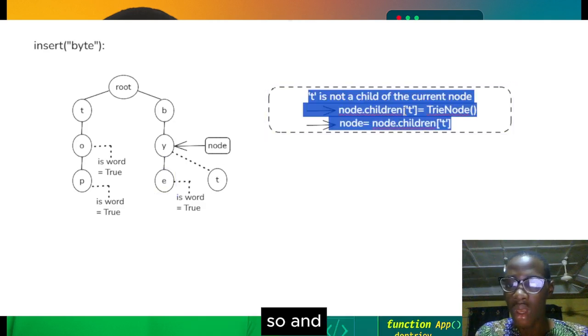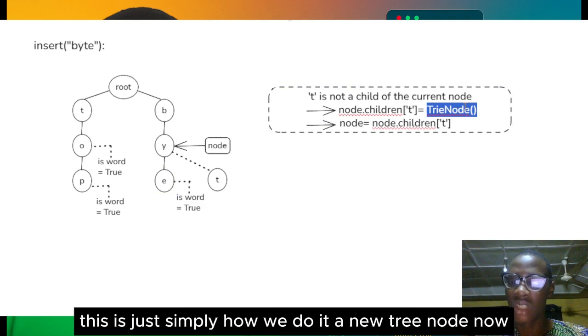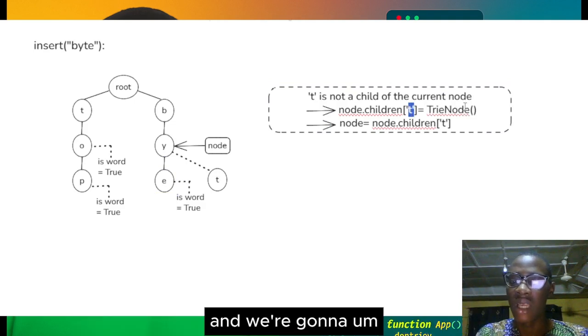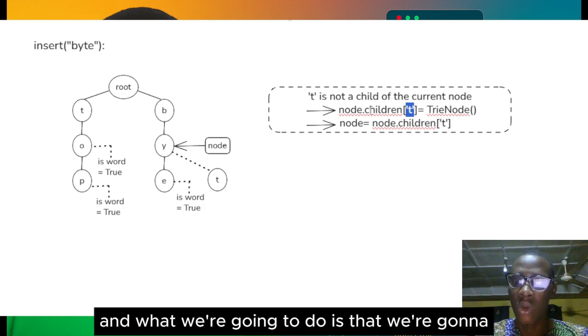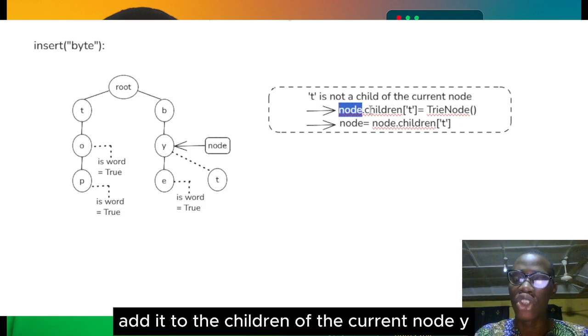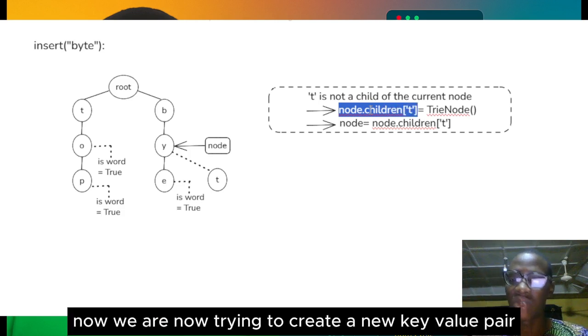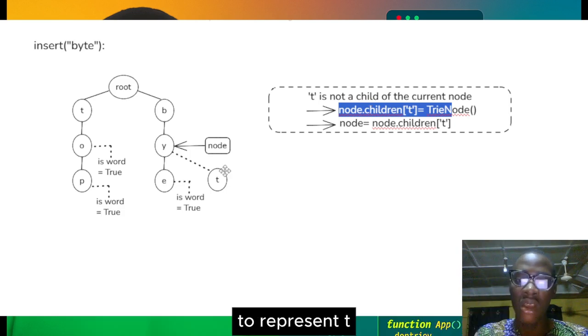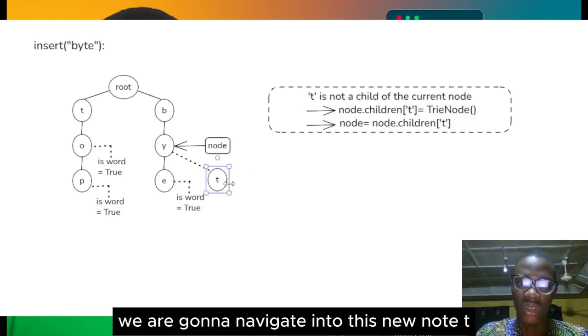So we're going to create a new tree node. This is simply how we do it. We assign the key T to it, so that will be the tree node for T. Then we add it to the children of the current node Y, so that will be node.children, which is Y.children. We are now creating a new key-value pair to represent T. That's simply what we do. After doing that, we are going to navigate into this new node T.